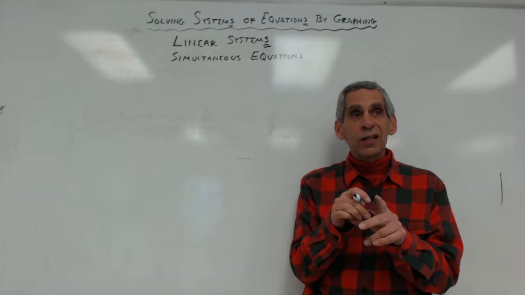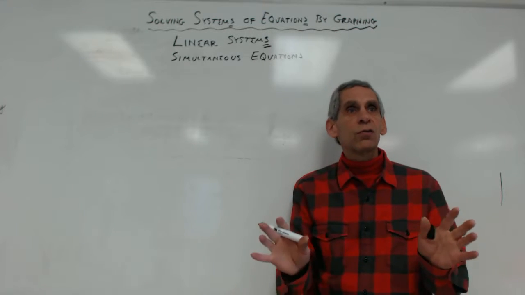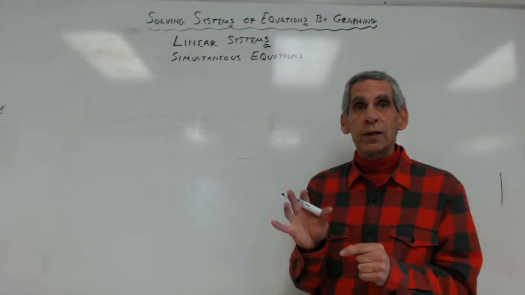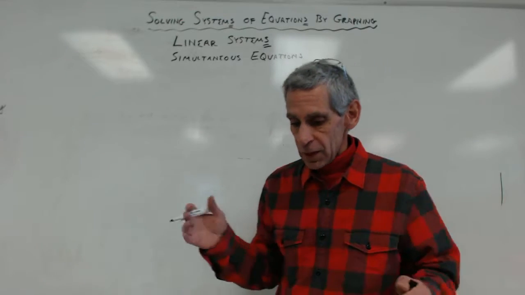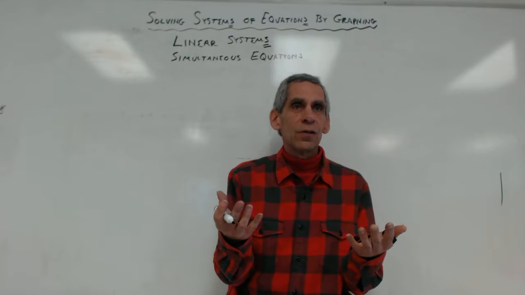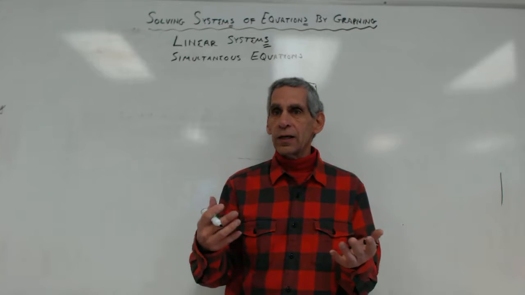Okay? In particular, we're just going to focus on two equations at a time. We're not going to go to 3 or 4 or 5. We're just going to deal with two equations. But all of those would have been considered systems of equations. Now, why systems? Why do they call it a systems of equations when you have multiple equations?